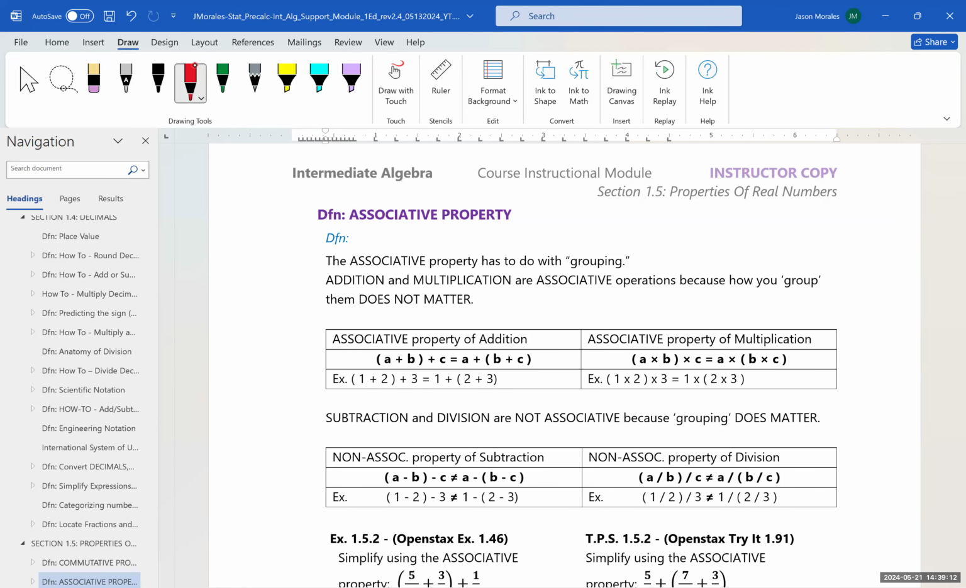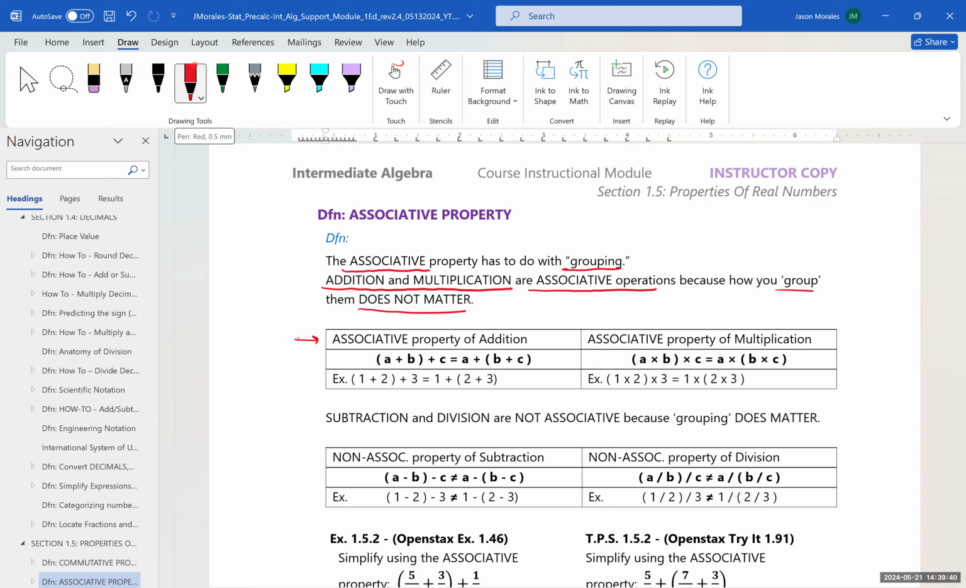Okay, now let's move on to the associative property. So the commutative property was about order. The associative property has to do with grouping. So addition and multiplication are associative operations because how you group them does not matter. So let's look at the associative property of addition.